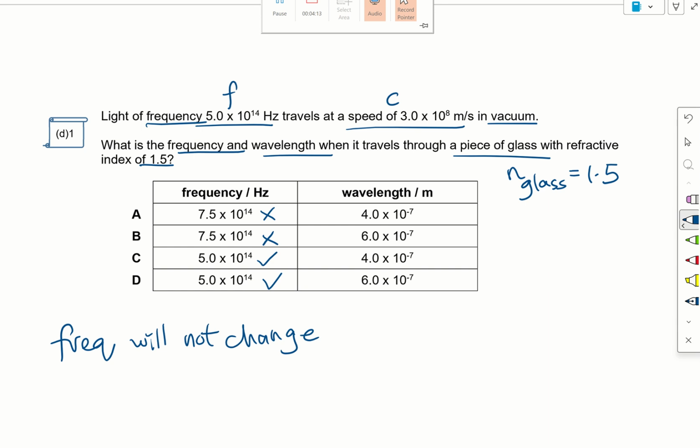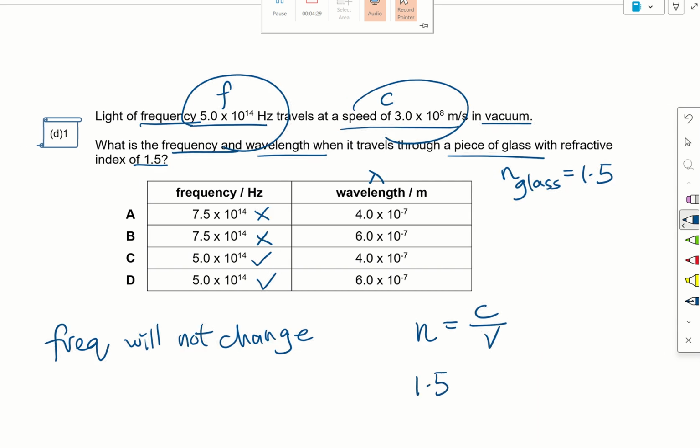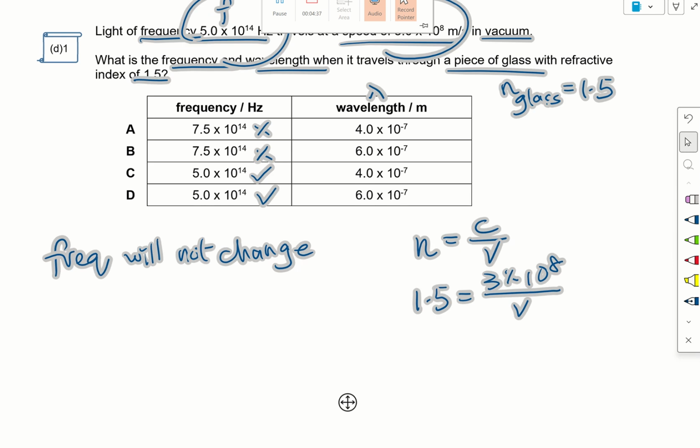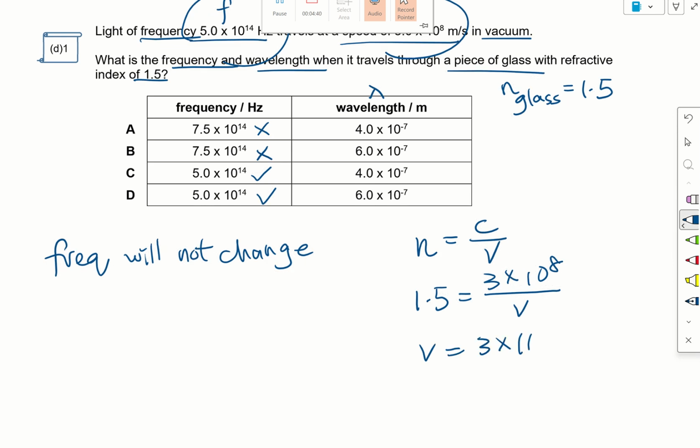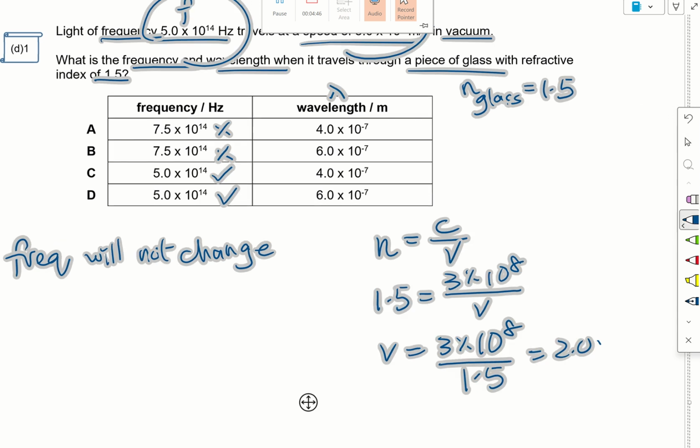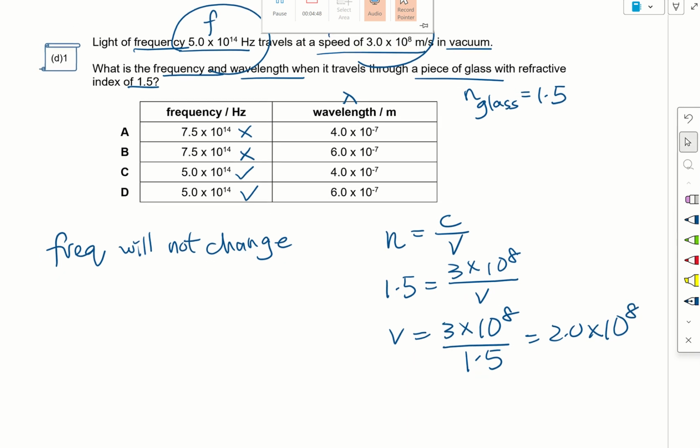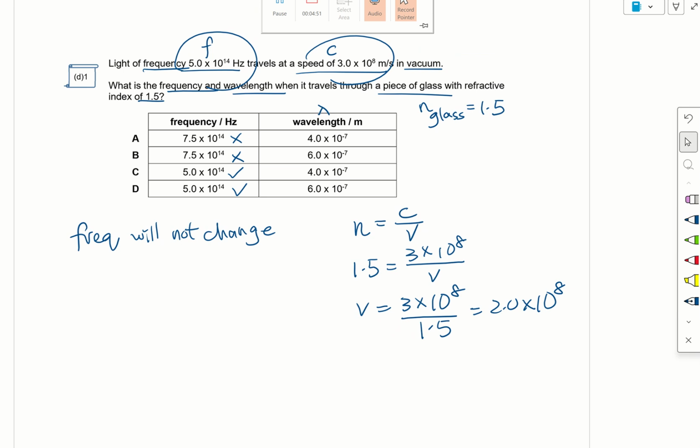Now we need to find the wavelength. We are given frequency, we are given speed, but however this speed is not the speed in glass, so we need to apply this formula. This is the next step: N equals C over V. So N glass is 1.5, C is 3 times 10 to the power of 8, and V is the speed of light in the medium, which is the glass. So this becomes 3 times 10 to the power 8 over 1.5. So we get 2.0 times 10 to the power of 8. This will be the speed of light in glass.